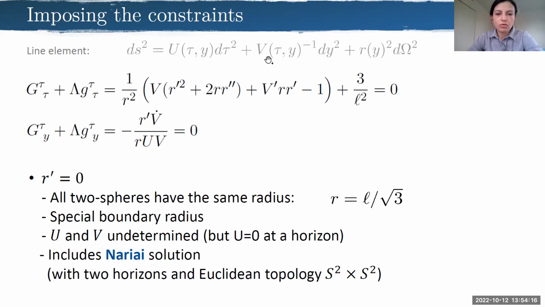The functions U and V are indeterminate, although if there is a horizon, U vanishes at the horizon. This class of configurations includes the Nariai solution, which has two horizons, and its Euclidean topology is S2 cross S2. So this is one option.